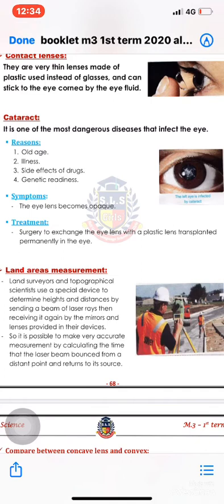So they have the distance, they calculate the time. They count the time and they know the speed of light, which is constant, so from the rule V equals D over T, they can calculate the distance or the height of the object.